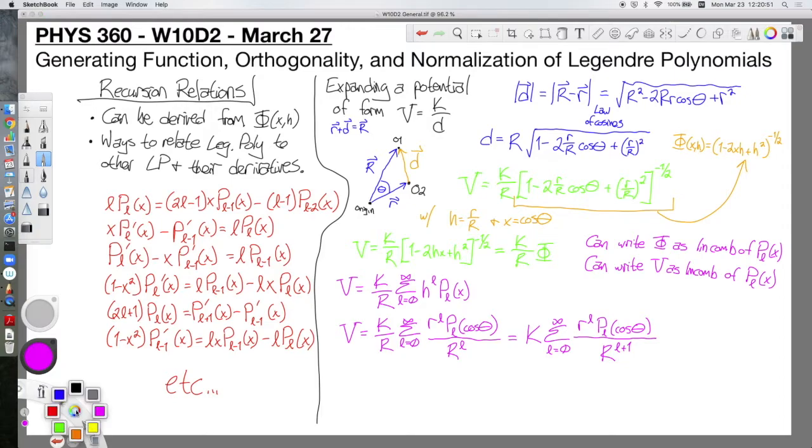One other thing that's useful to note here, kind of running out of colors, is one of the approximations that can go with this. In the limit that little r is much, much smaller than big R, then only a couple terms are necessary.